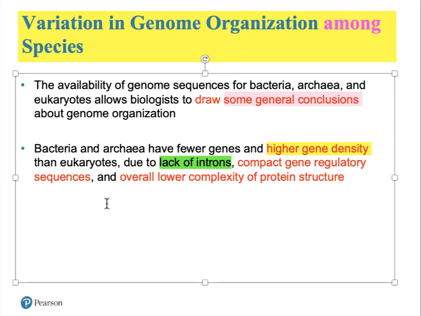One such conclusion is that on average, bacteria and archaea have fewer genes per genome, and their gene density is much higher than in eukaryotes, mainly because they lack introns, but also because they have very compact gene regulatory sequences. They don't have the enhancers or the silencers in distant places as we do, and they have an overall lower complexity of protein structure in terms of domains.